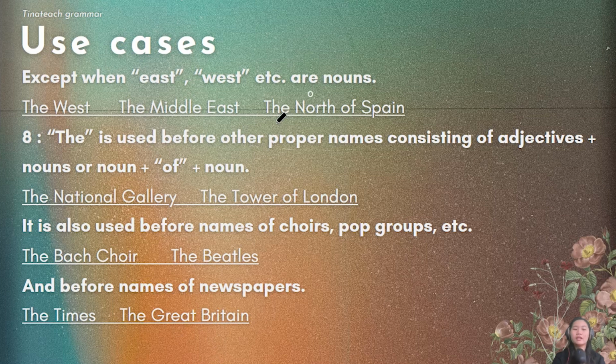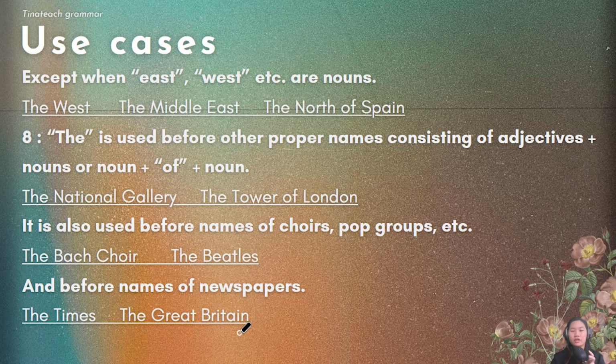Use case number 8, the is used before other proper names consisting of the structure adjective plus nouns, or noun plus of plus noun, as you've seen before. The National Gallery, the Tower of London. It is also used before names of choirs, pop groups, like K-pop groups, the Bach Choir, the Beatles, and before names of newspapers, the Times, the Great Britain, okay?